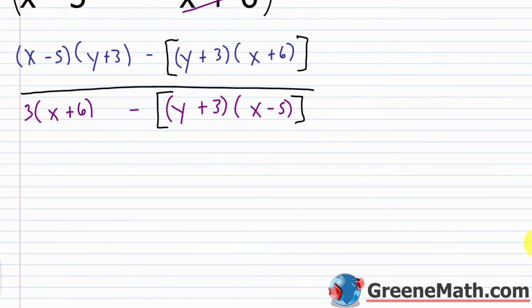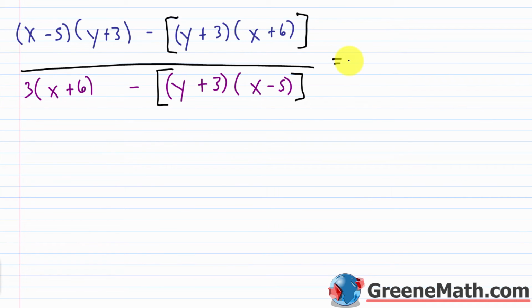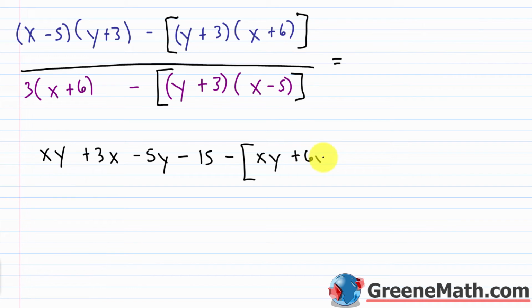Okay, so let's scroll down a little bit. Now, what should we do here? Let's go through and do our multiplication and see what we can cancel, what we can get rid of. X times y is xy. X times 3 is plus 3x. Negative 5 times y is minus 5y. And then negative 5 times 3 is minus 15. Now, I'm going to put minus, and I'm going to put my brackets there, and I'm going to do my multiplication. Y times x is xy. Y times 6 is plus 6y. 3 times x is plus 3x. And then 3 times 6 is plus 18.